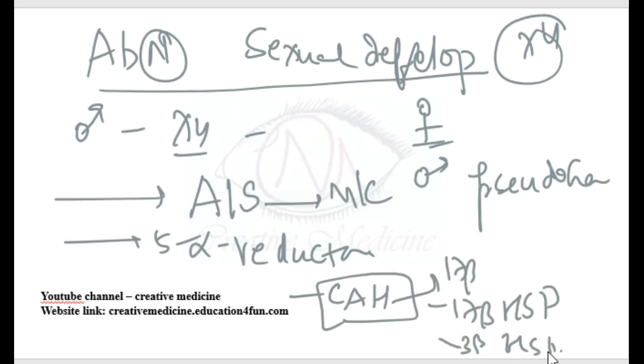In 17 alpha hydroxylase or 17 beta hydroxysteroid deficiency, there is increased blood pressure. 3 beta hydroxysteroid deficiency affects both male and female.